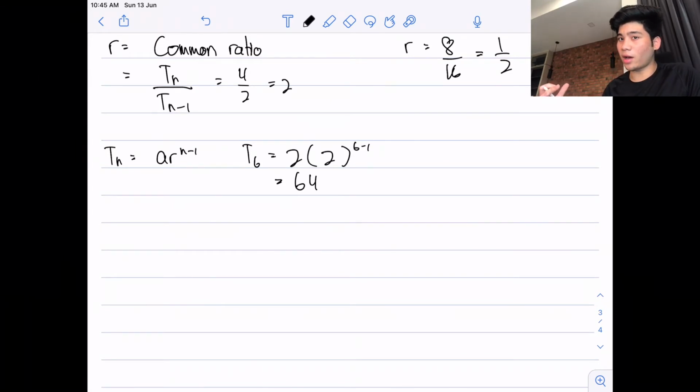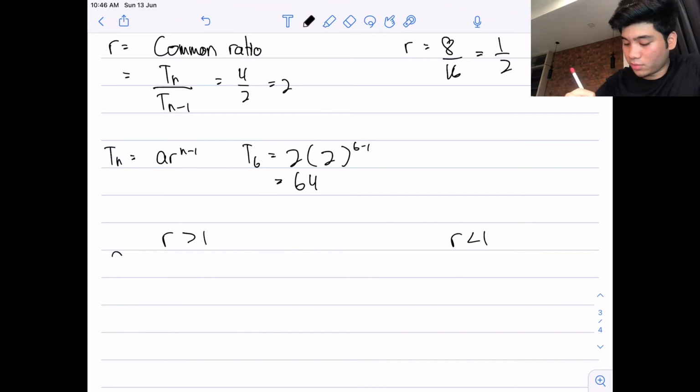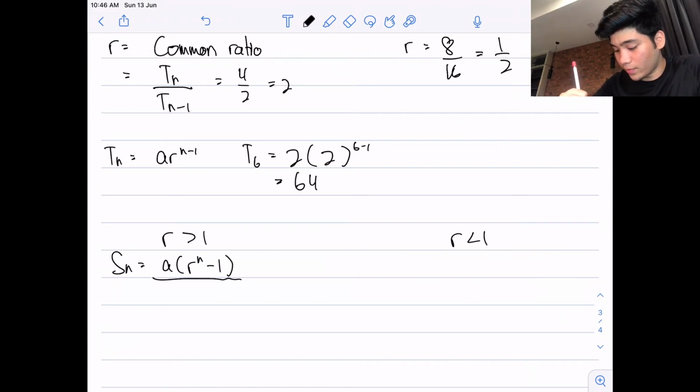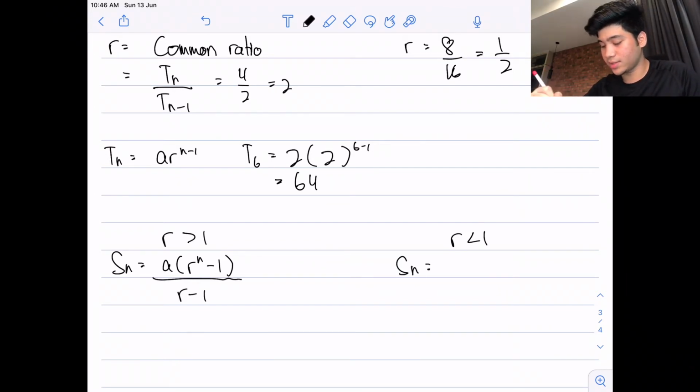Now the next one is to find the sum of the terms, right? But unlike AP, arithmetic progressions, they actually have 2 different sum of terms formulas. So the first one is when r is greater than 1 and the other is when r is less than 1. So one is when r is being multiplied, one is when r is being divided, alright? So when r is greater than 1, our formula will be Sn equals a times r to the power of n minus 1 over r minus 1, alright? Whereas our second formula for when r is less than 1 is a times 1 minus r to the power of n over 1 minus r.